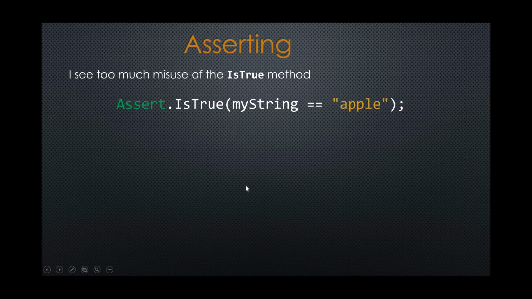Let's move on to asserting. I see far too much misuse of the assert method is true. For example, look at the following line of code. The developer is asserting that the variable myString should be equal to the string apple. This is fine, but what happens if this assert fails?